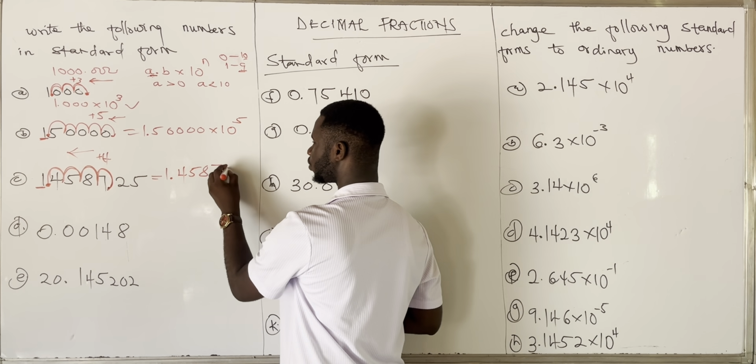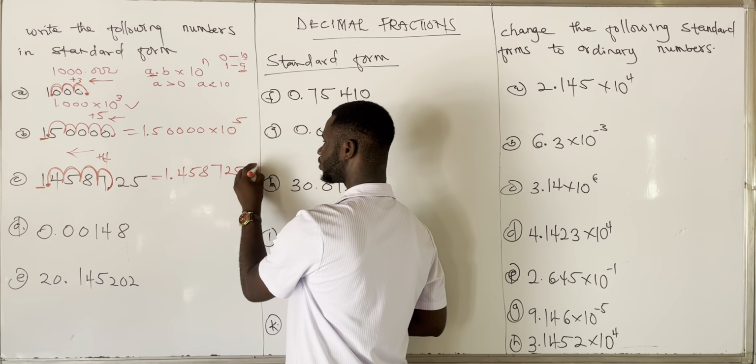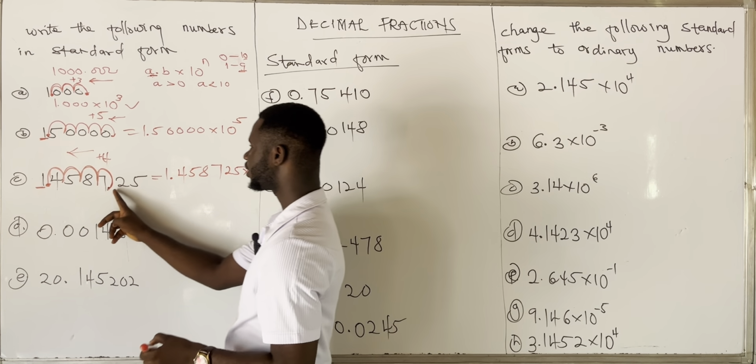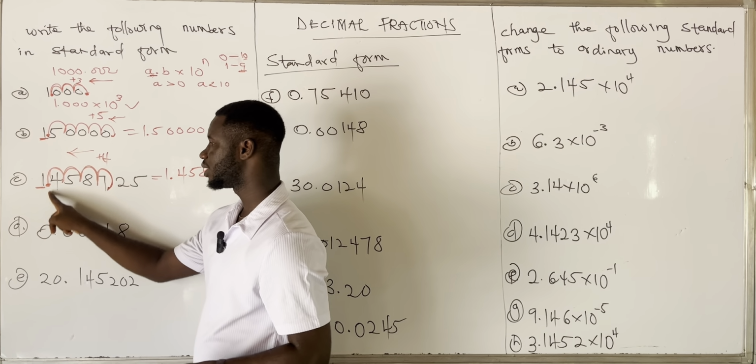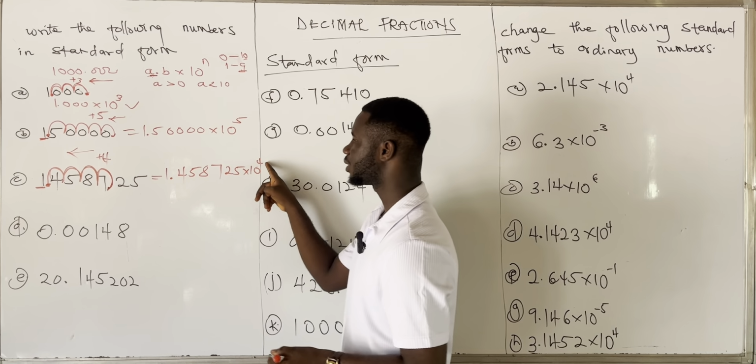1.4587. Then you bring your 5 times 10 raised to the power 4. We moved from here 4 times to this point. So we are going to write exponent what? 4.